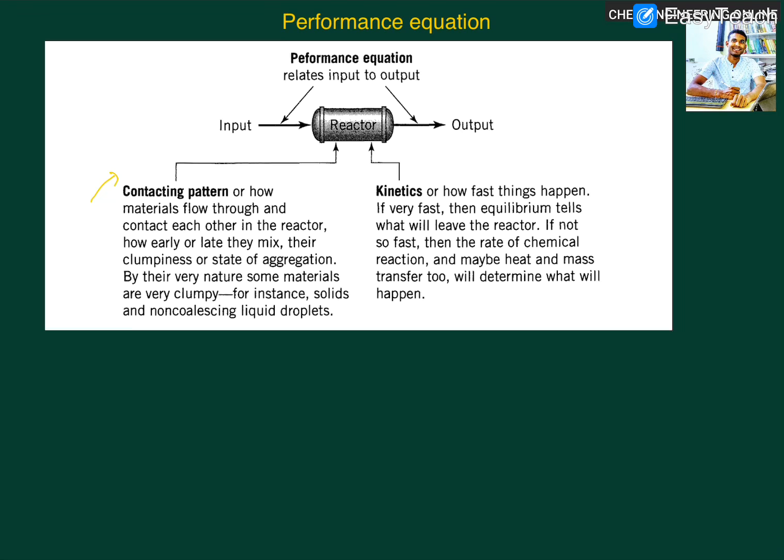So this is for the reactor and this is for the reaction. So different type of reactions will have different type of kinetics, and different type of reactor will have different type of contacting pattern. So if you want to write mathematically, we can write it as that our output is a function of input and kinetics and contacting pattern.